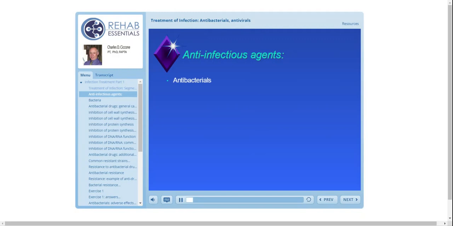We categorize these drugs, of course, according to the type of microorganism. And we'll start in this part talking about antibacterial drugs. We'll also get into a little bit about antiviral drugs. In part 2, we'll talk about the treatment of fungal infections as well as a specific viral infection, HIV.